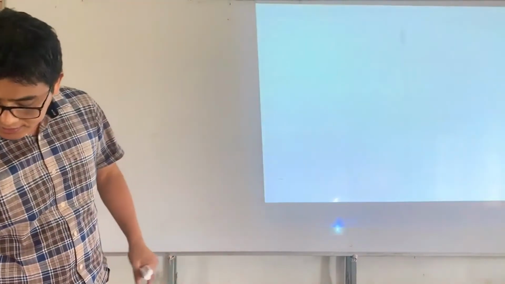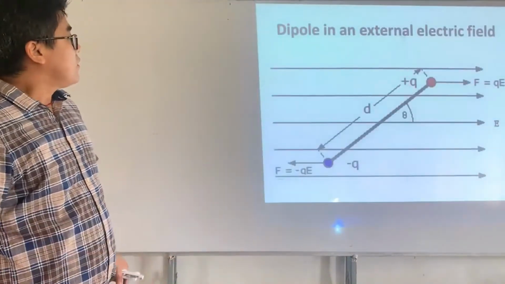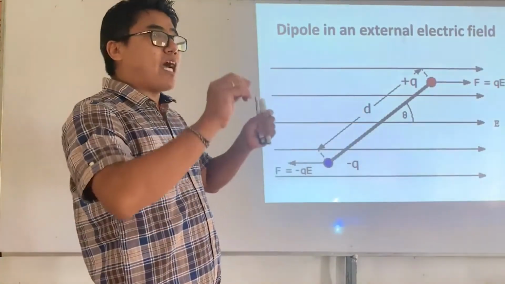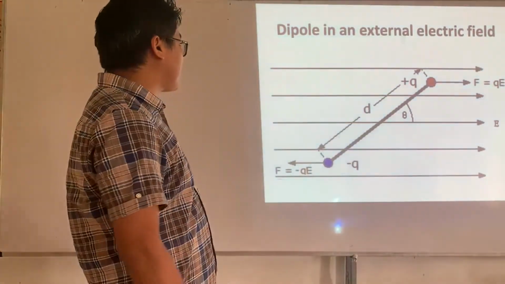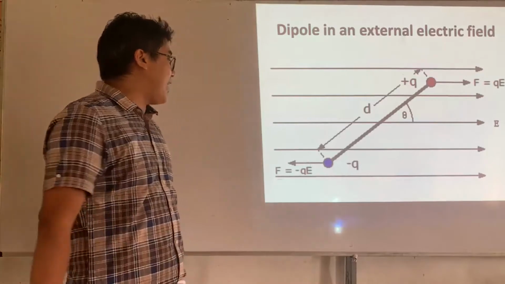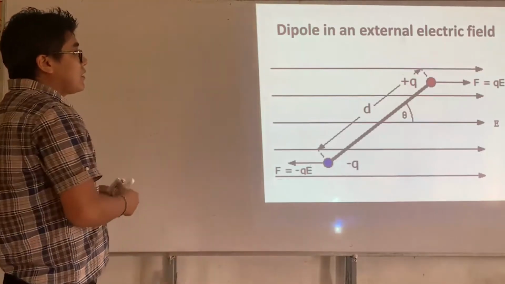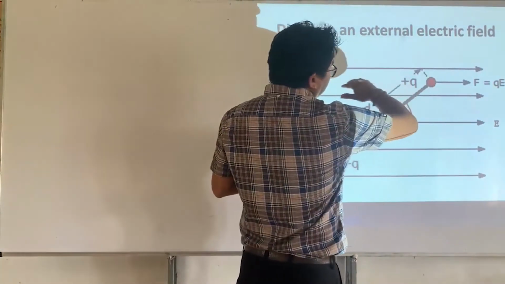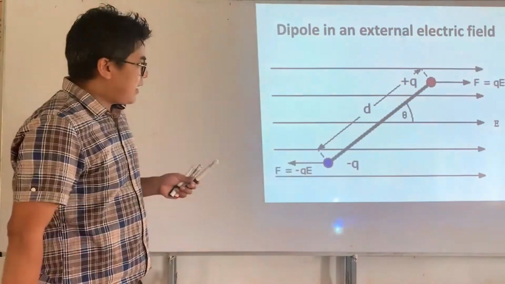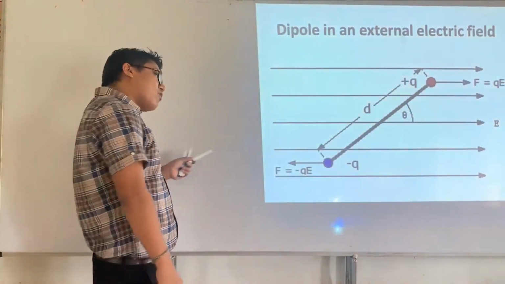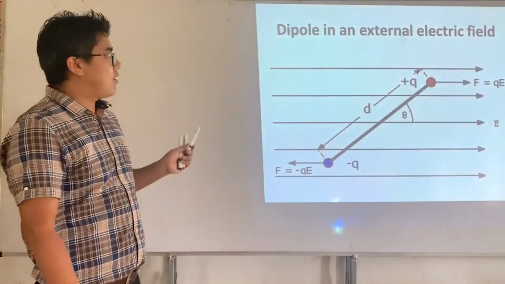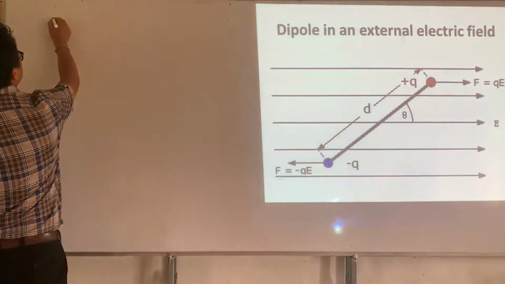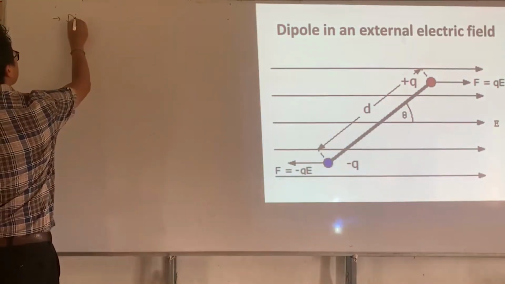So next is dipole, right? First, what I'm going to do is, what happens if I put a dipole in an external electric field? This is what exactly is going to happen. I have a dipole, and this is the positive charge. The positive charge tends to move along the electric field, and the negative charge tends to move opposite to the electric field.